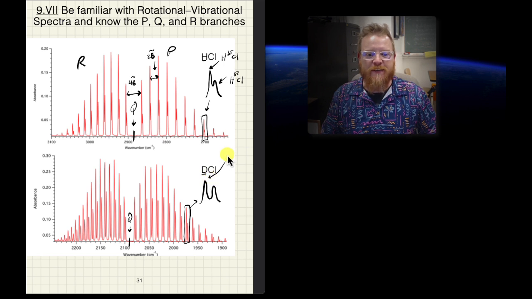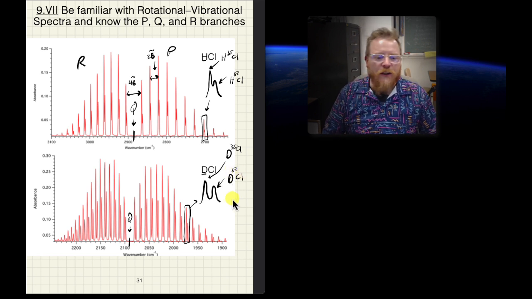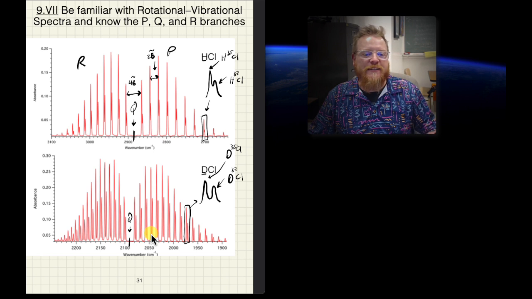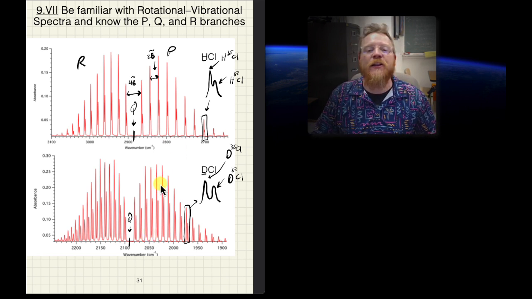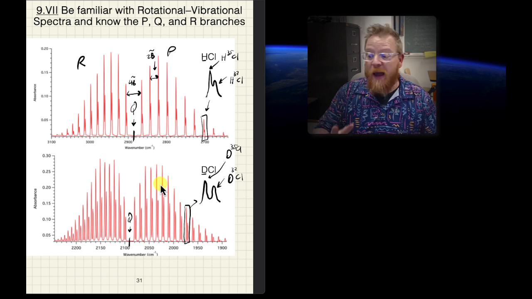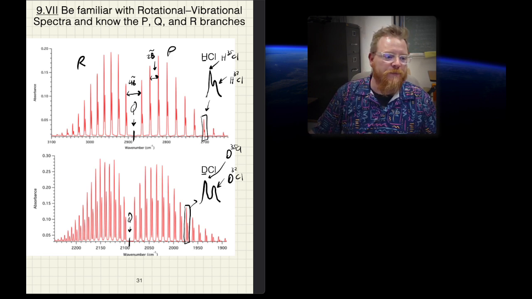So once again, this would be D35Cl, and this one would be D37Cl. So we can learn all kinds of fantastic information about these spectra, and we're going to digest these in a lot more detail in our Spec 2 assignment.